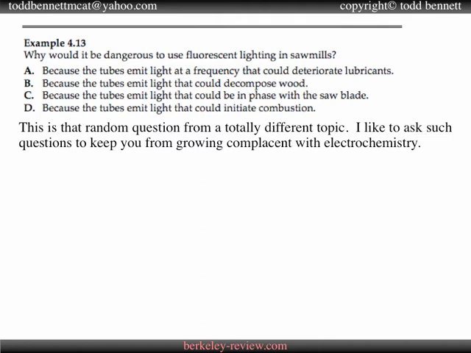So I want to start with the notion that lighting runs on AC current, whereas the batteries we're making, you have a distinct cathode and distinct anode in the electrochemical cells we were discussing.